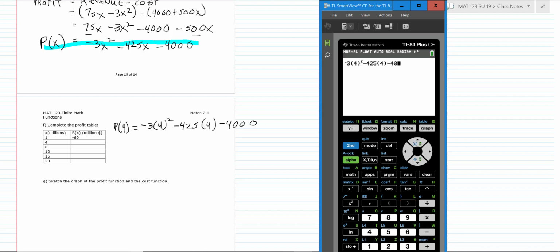It's okay if you get a negative answer. You can have negative profit. That means you're losing money. So this is negative 5748 like that. Okay? All right, and then we're going to just keep repeating this.